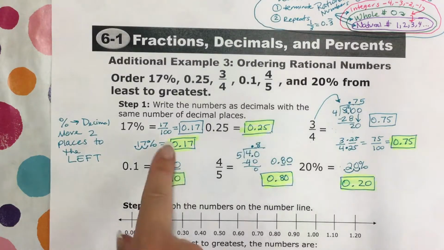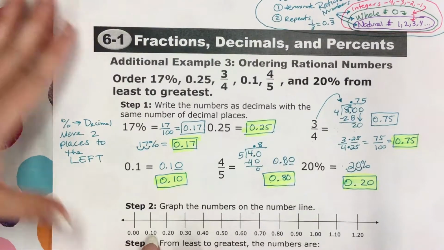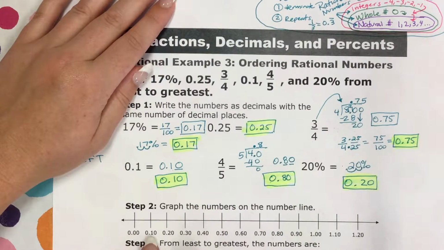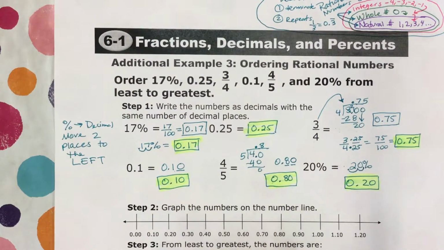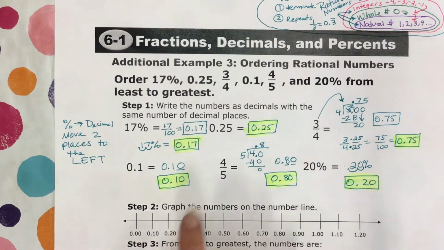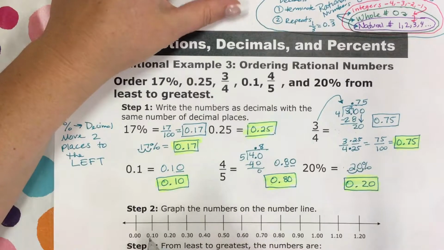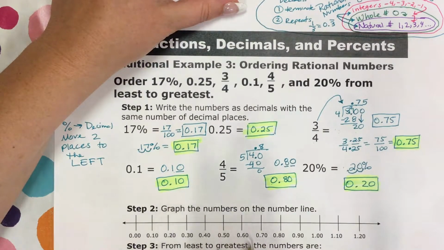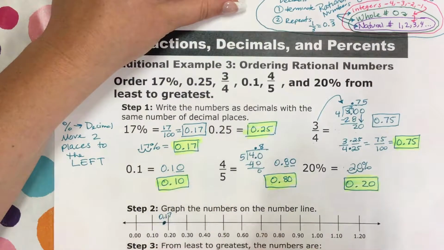So the first one, 0.17. So if you look at my number line here, it's in tenths, right? This is 0, this is 0.10, 0.20, 0.30, 0.40, 0.50, 0.60, all the way up to 1 and 1.10, 1.20. So I'm just going to graph these. Now some of them, since it's in tenths, I might have to estimate, so that's what I'm going to do. So the first one right here, 0.17, that is going to be between 0.10 and 0.20, and it's going to be right about here. Okay, so that's going to be 0.17.